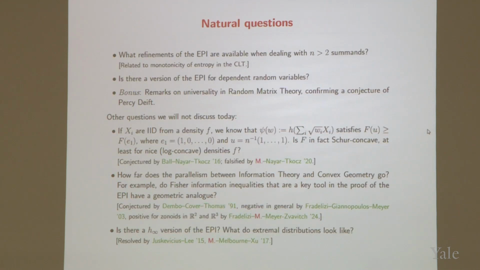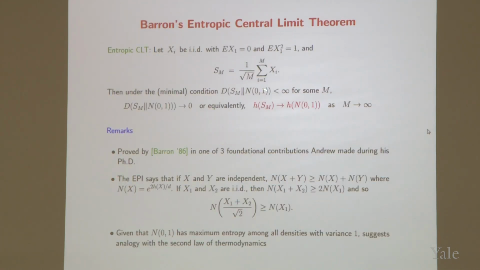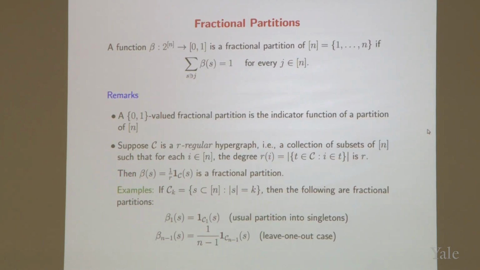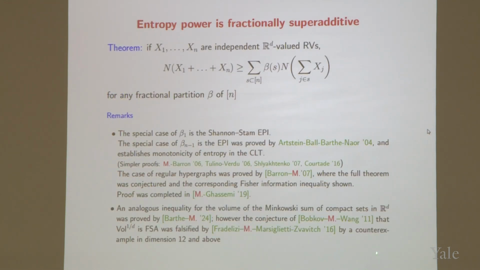In other words, I mentioned here in Andrew's entropic central limit theorem that you have this convergence of entropies. What Artstein, Ball, Barthe, and Naor showed is that not only is there convergence here, but there is also monotonicity. So the entropy is increasing at every step. The increase from step 1 to 2 was already captured by the EPI, but Artstein, Ball, Barthe, and Naor's result showed that in fact it increases at every step, right?